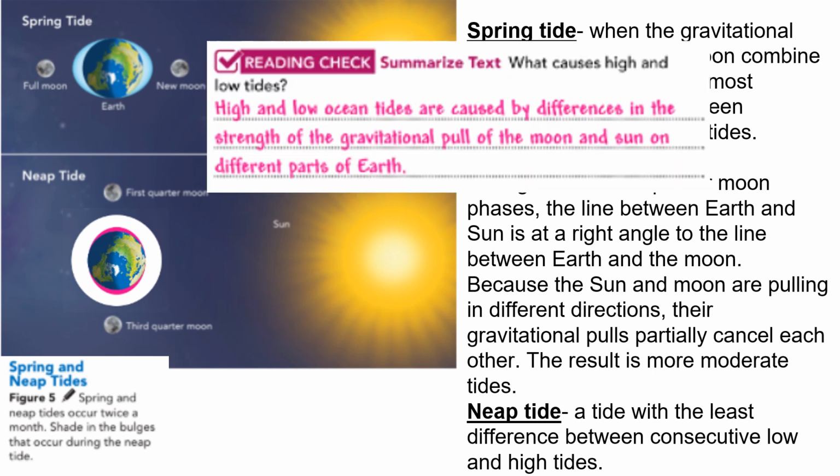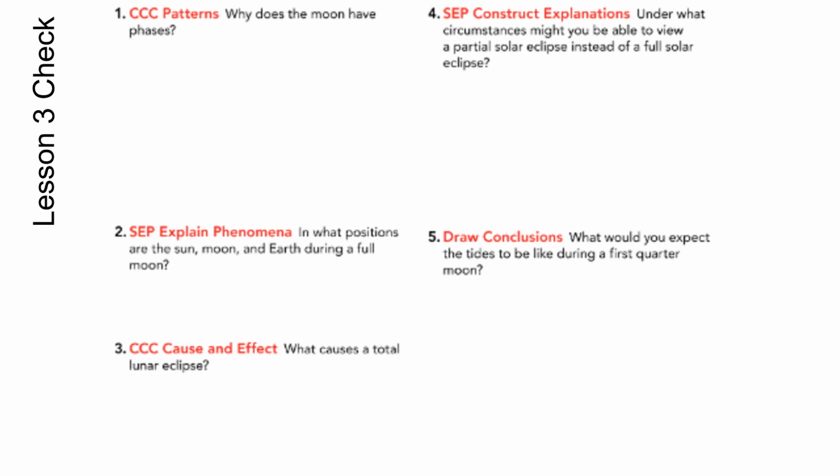And let's do the reading check. What causes high and low tides? High and low ocean tides are caused by differences in the strength of the gravitational pull of the moon and sun on different parts of Earth. And that finishes the lesson 3.